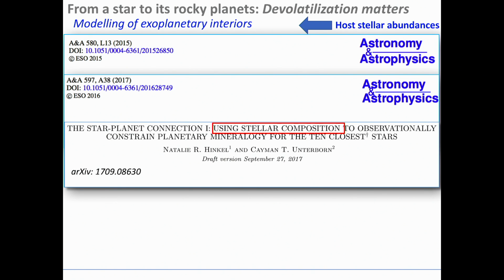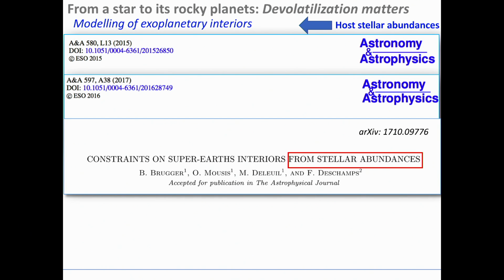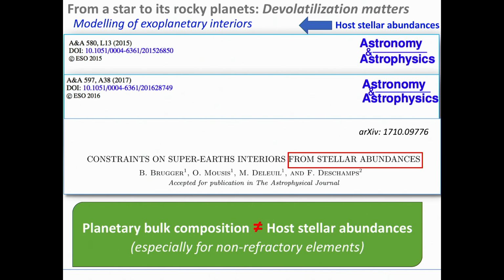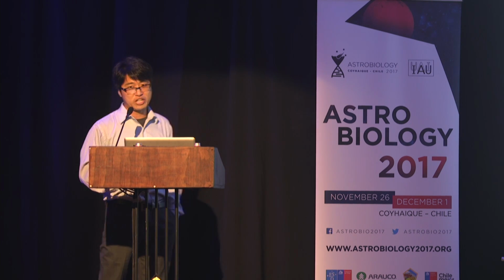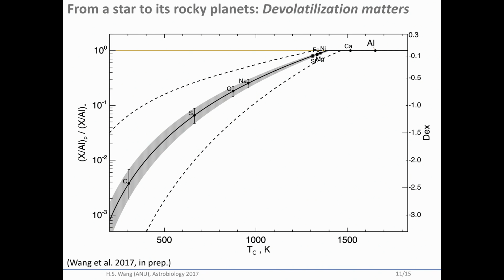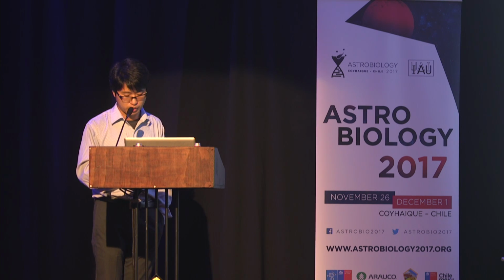However, based on our knowledge of the solar system, we know for sure the planetary bulk composition is not identical to host stellar abundances, especially for non-refractory elements. This is also true for the major rock forming elements like iron, nickel, silicon, and magnesium, where the depletion is about 10 to 20%. But for carbon, sulfur, and oxygen, which are moderately or highly volatile, the depletion can be up to 3 orders of magnitude. That would definitely have a profound impact on the interior mineralogy of such an exoplanet if we apply this procedure.